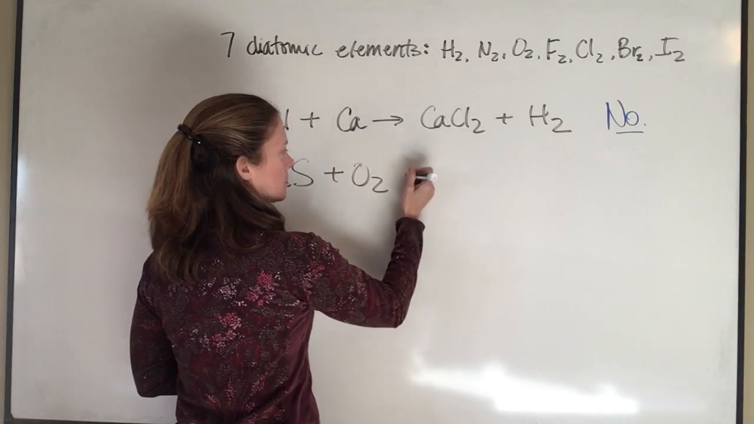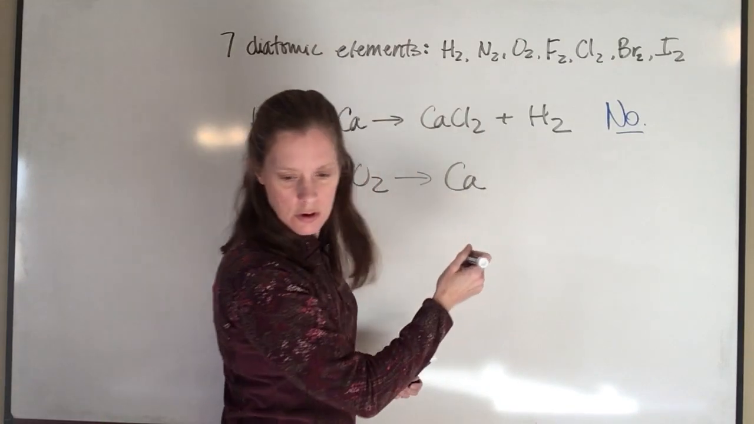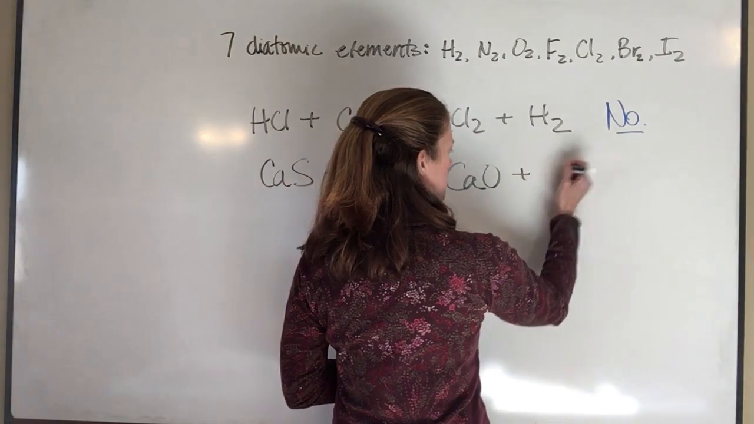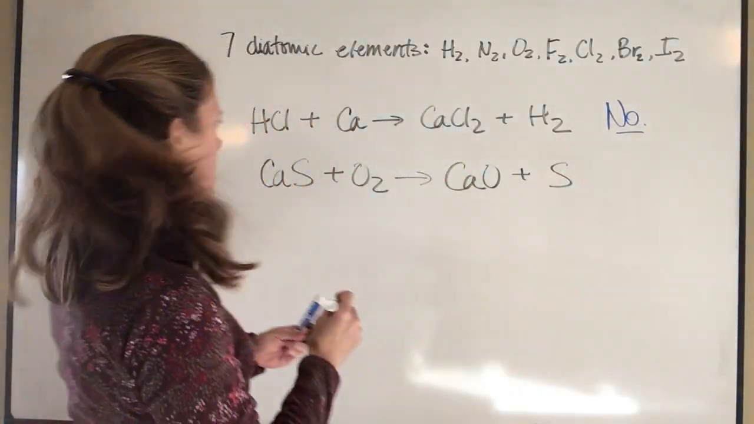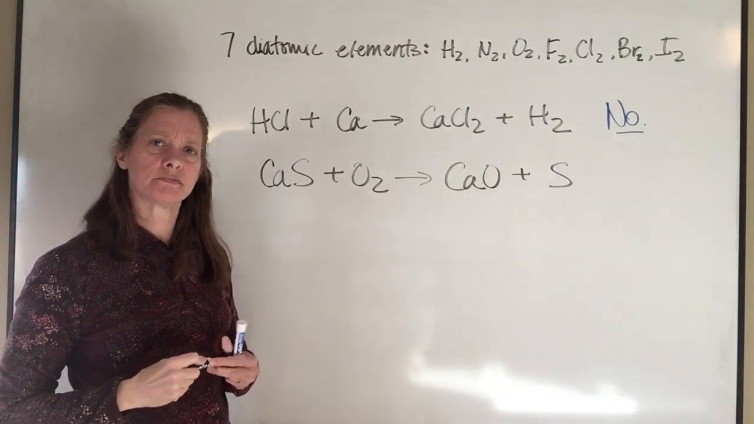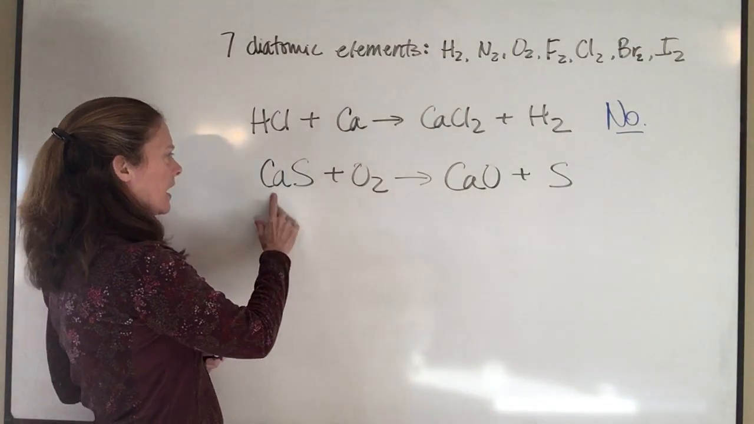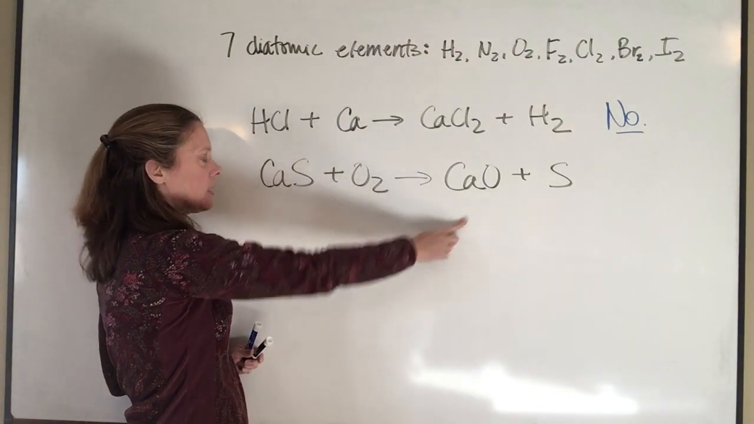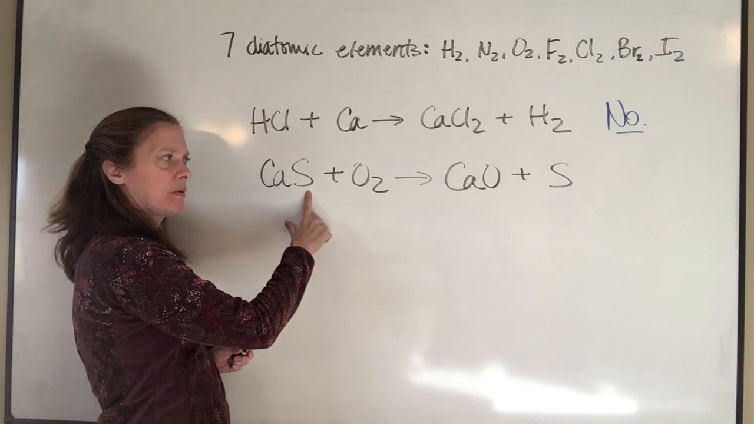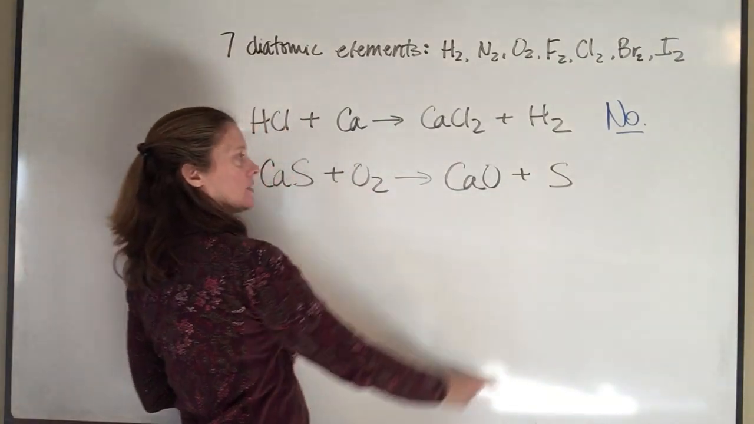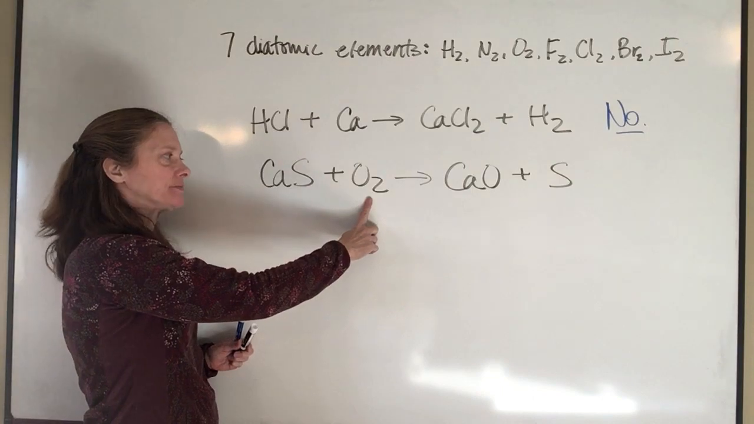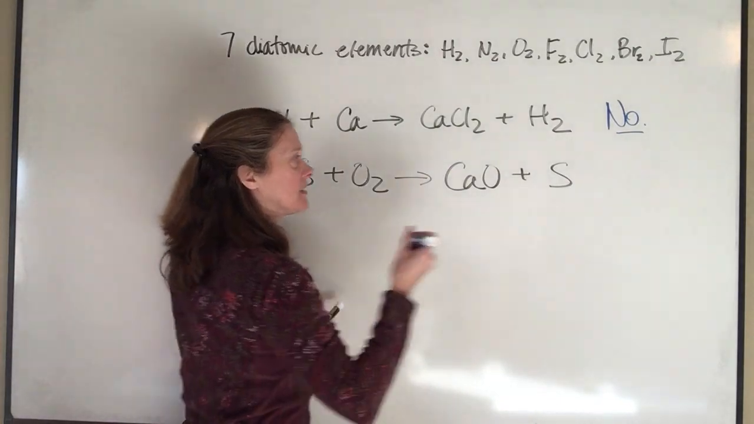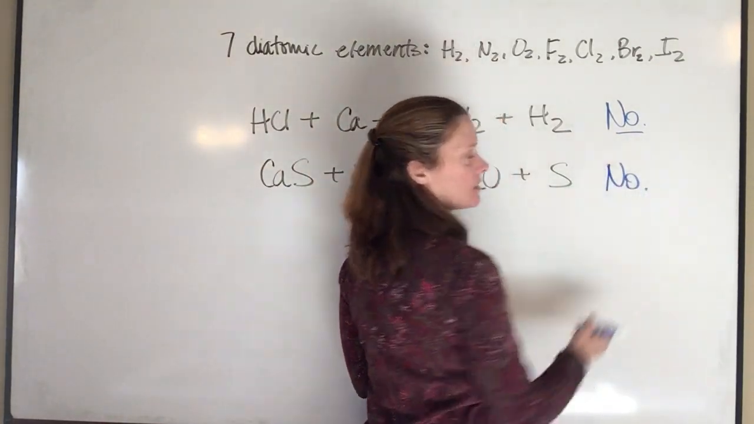CaS plus O2. All right, how about this one? Is this one balanced? Well, I've got one calcium on this side. How many calciums on the other side? One. I have one sulfur on this side. How many on the other side? That's right, just one. How about oxygens? How many do I have on this side? Two. How about on this side? Yeah, just one. So is this one balanced? No, this one is not balanced either.